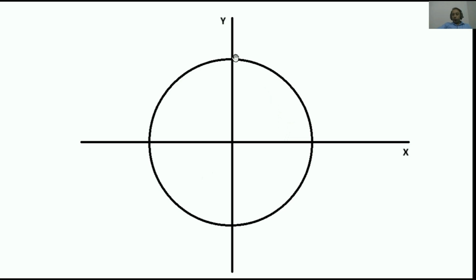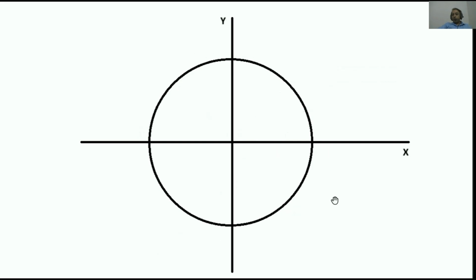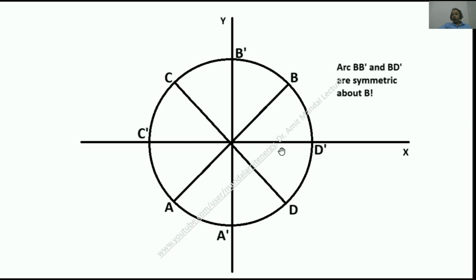So what is the principle of the Bresenham circle algorithm? You can see this is a circle whose center is at the origin of the xy coordinate axes. This circle can be divided into 8 parts. Right now it is divided into 4 quarters. If I draw two more lines symmetrically, then it can be divided equally into 8 parts.